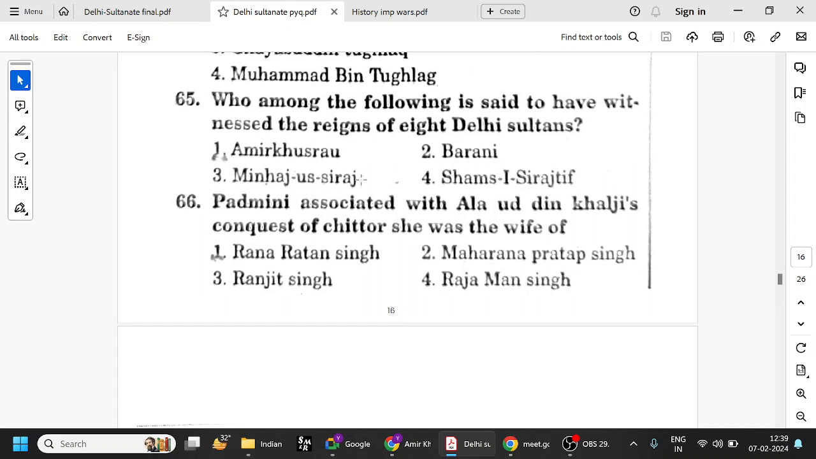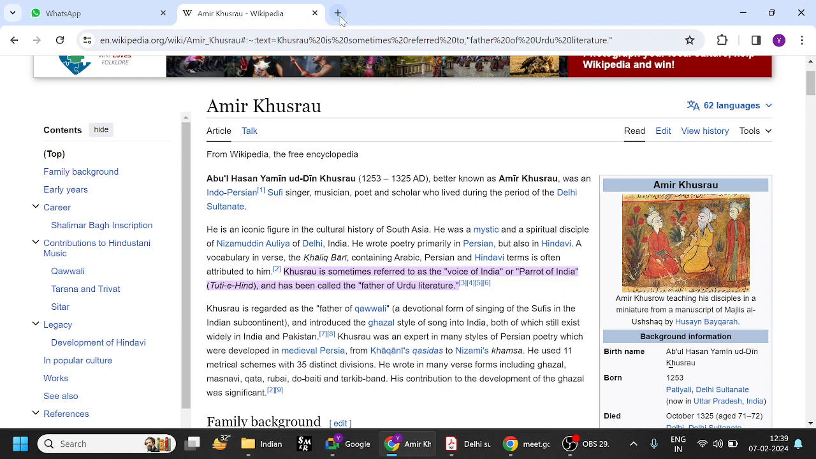So we have seen Minhaj us Siraj. Minhaj us Siraj wrote Tabaqat-i-Nasiri. We have seen it multiple times. Very important. Shamsi Siraj said, okay. Barani, we have seen something. Badauni is the one who said about Muhammad bin Tughlaq, Sultan is freed from people, people freed from Sultan. What did Barani say? Let us see.